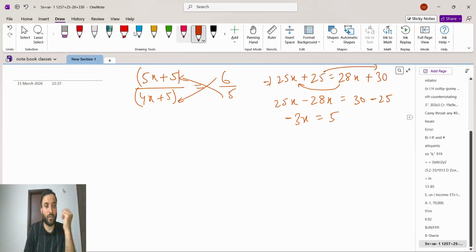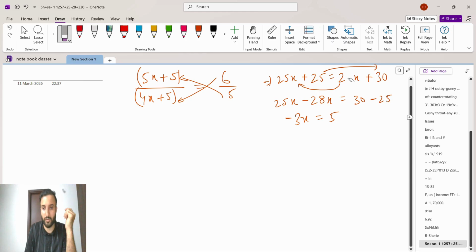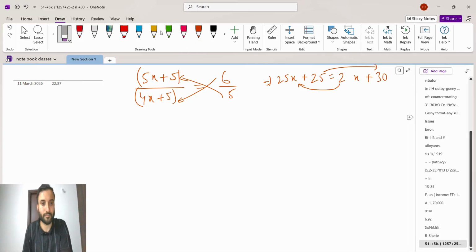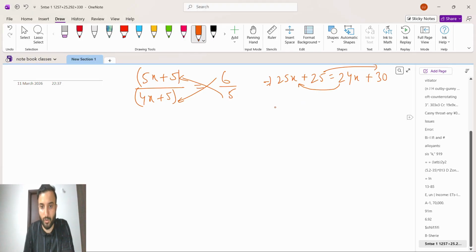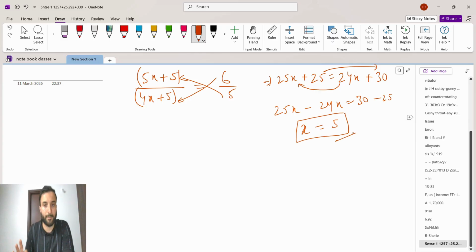Sorry guys, 6 4s are 24x and 6 5s are 30. So now it will go to that side. 25x minus 24x equals 30 minus 25. So 25x minus 24x, x equals 30 minus 25, which is 5. x is 5.